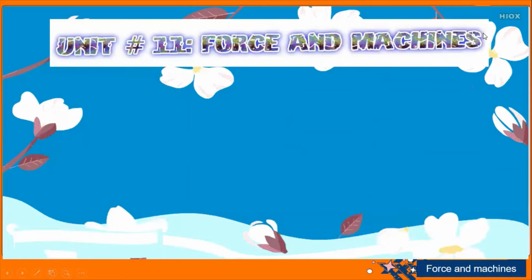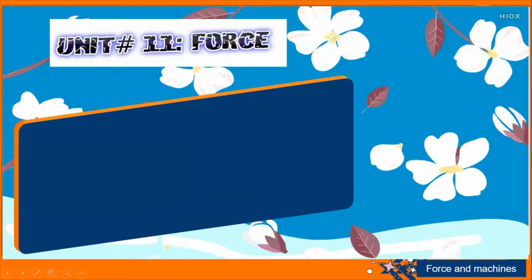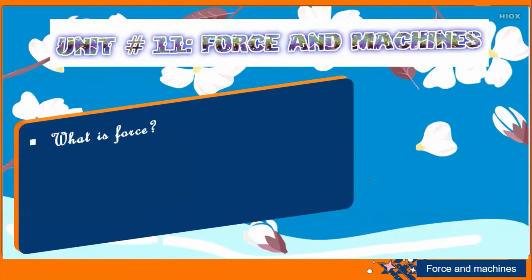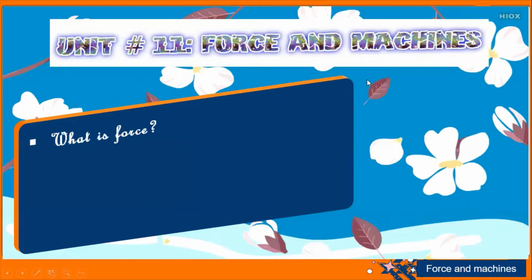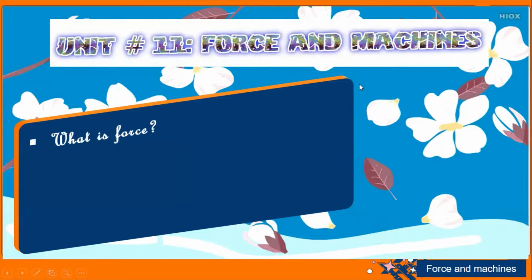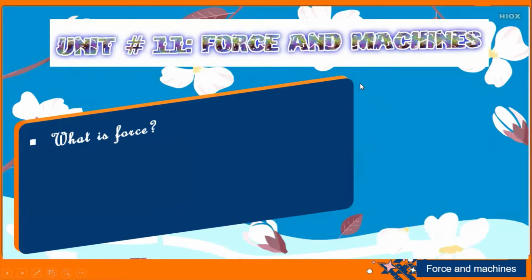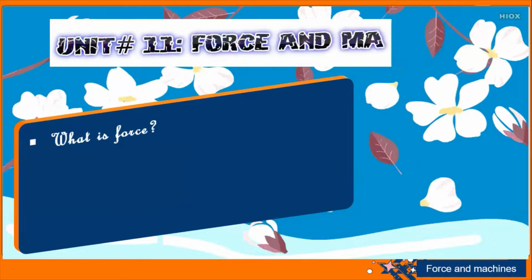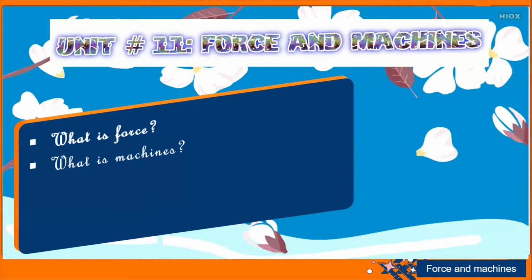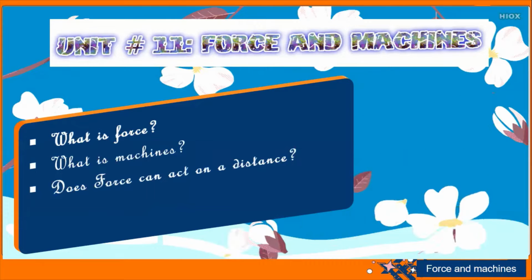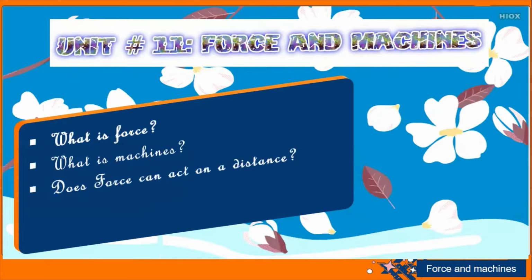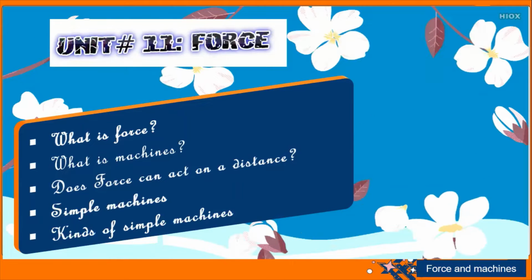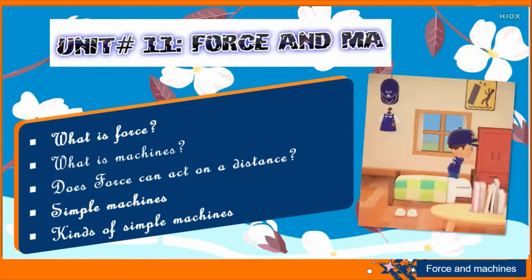This is the continuation of unit number 11, Force and Machines. We already did the reading from book page number 84 to 89, and have done the question answer and question number 3. First of all, we'll review the lesson that we already read. We take a quick review about what is force, what are machines, does force act on a distance, and discuss simple machines and kinds of simple machines. So let's get started, students.